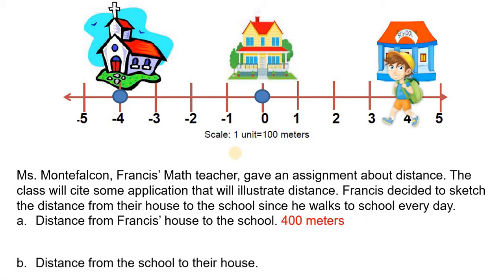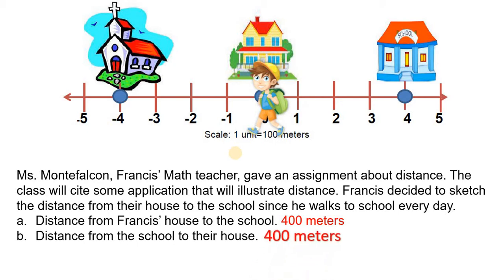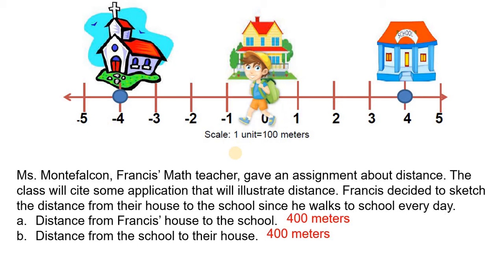Next, how about the distance from the school to their house? Magkakaroon kaya ng difference? Let's see. 1, 2, 3, 4. Is still 4 units yung layo, diba? Or yung distance from school to house. Of course, the distance ay is still 400 meters, diba? So, kahit naman papuntang school, or pabalik ng bahay, parehas pa din yung distance noon. It doesn't mean na porket pabalik ay magiging negative na. Diba? So, still positive pa rin yung distance.